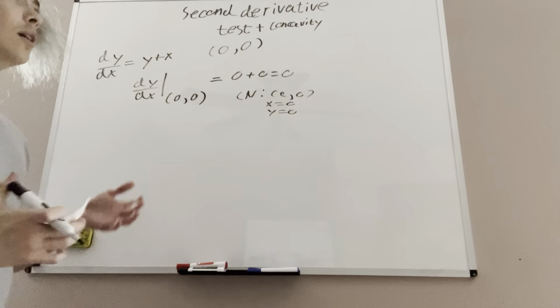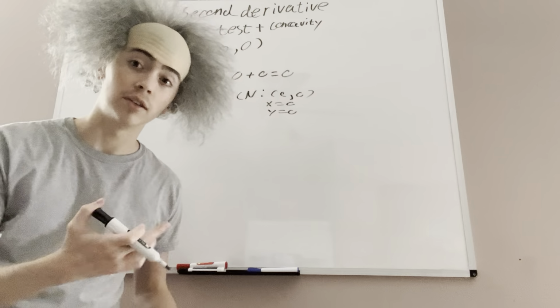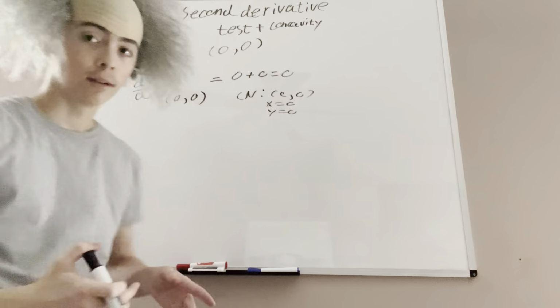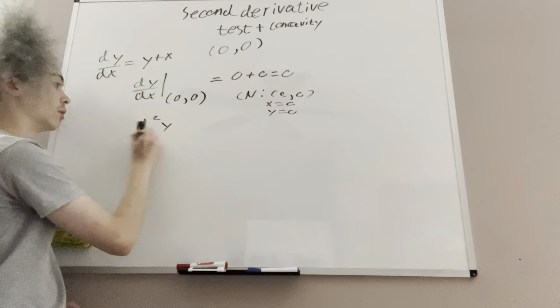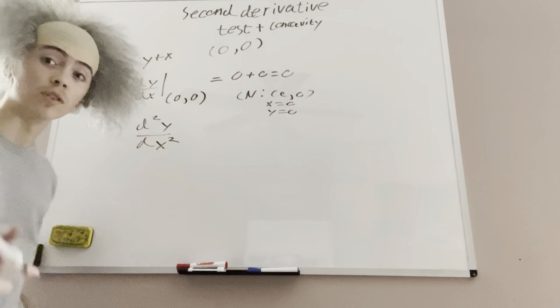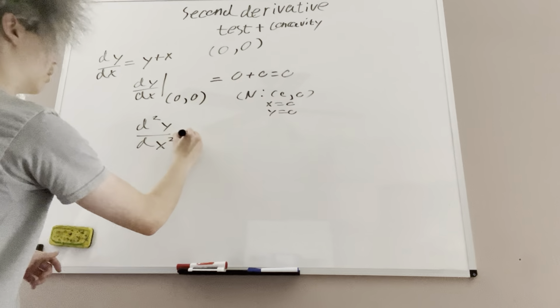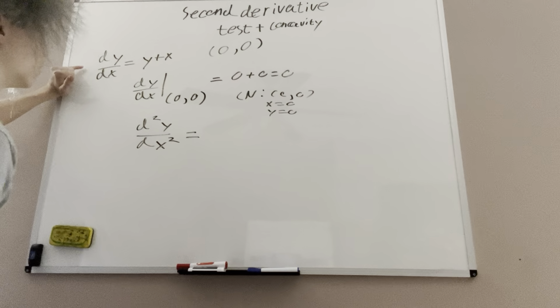Now, is (0, 0) a relative maximum, a relative minimum, or neither? Let me show you how to find that. We can find the second derivative, right? d squared y over dx squared. For the second derivative, we're going to use implicit differentiation here. Remember, we know how to do that. We're going to take the derivative of this function dy/dx.